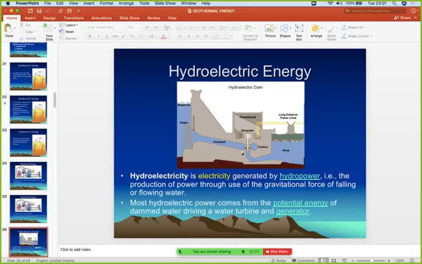Yes, hydroelectric energy. And then for wind, wind drives a turbine, which generates... You know already what the source of energy is: the water. No? Hydropower is the production of power through the use of the gravitational force of falling or flowing water.